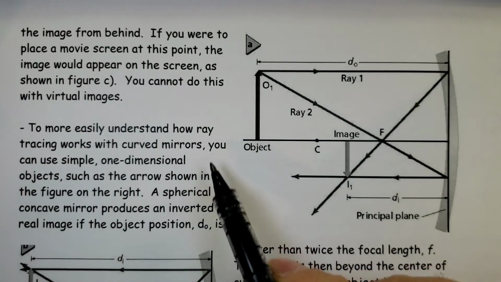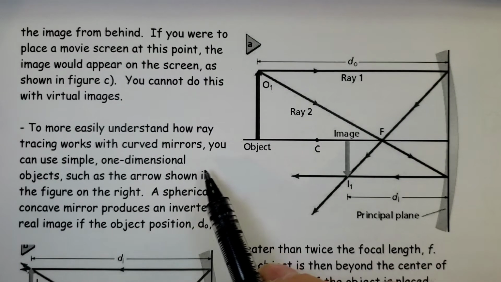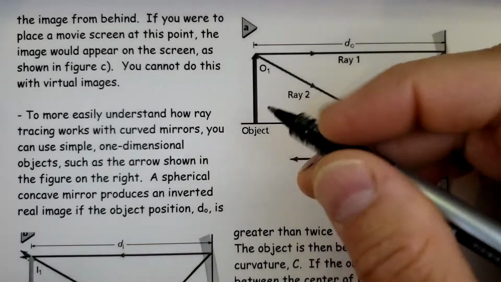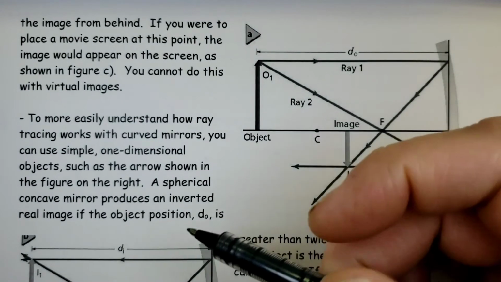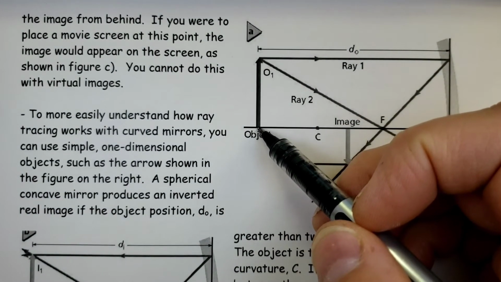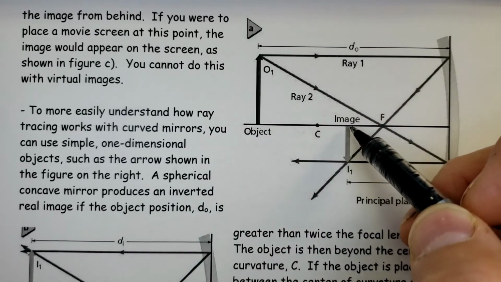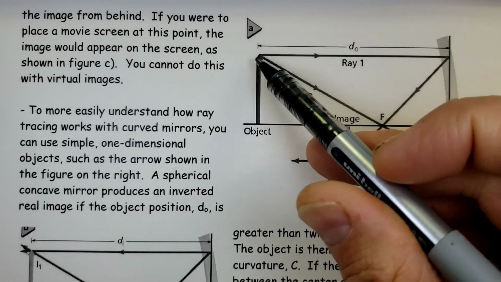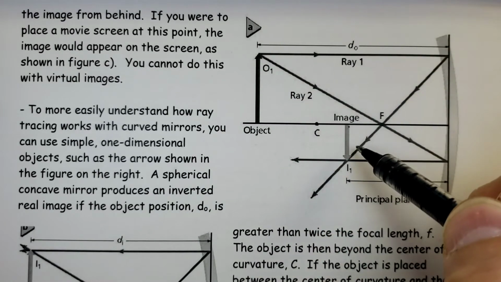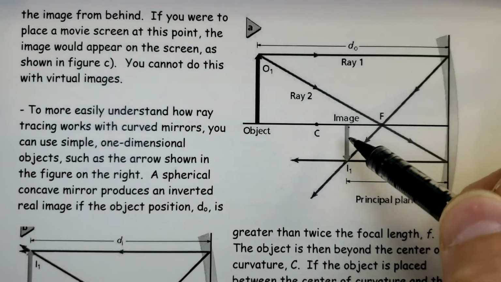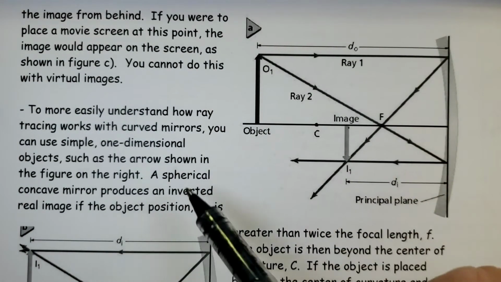To more easily understand how ray tracing works with curved mirrors, you can use a simple one-dimensional object such as an arrow. Quite often we'll just simply use an arrow as opposed to a 3-dimensional object and pick a point on that arrow. Usually the bottom point will be on the principal axis, so the image is on the principal axis. The top part, if we can map out what happens to that top part, we'll be able to figure out if the image is bigger than the object, whether it's inverted or upright, etc.